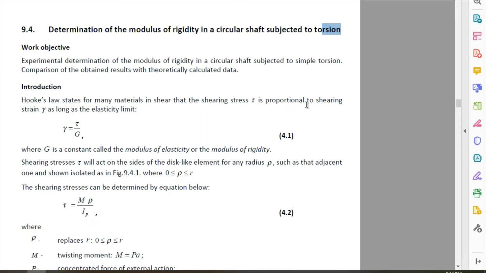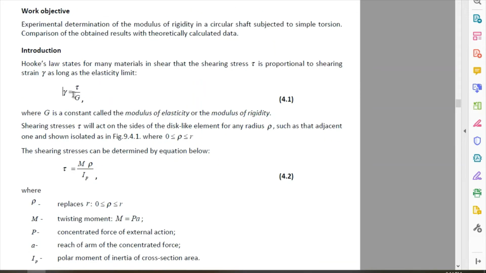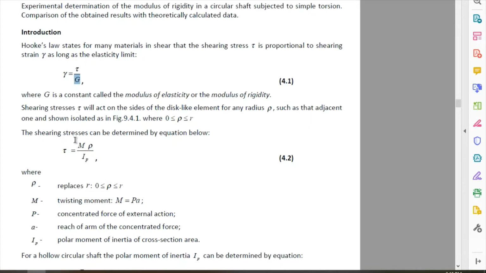So the value of shearing strain or angular strain gamma is a ratio between the shear stress tau and the modulus of rigidity. Very simple. So for now we need to find the value of G, which is the modulus of rigidity. Good. So the first element of this equation is the shear stress itself, tau.